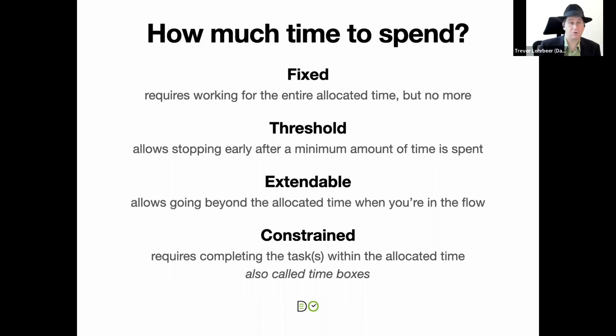You can also have a threshold time block. This is useful when you are having distraction or procrastination, where you're resisting working on it. And this is saying, hey, I'm allowed to stop early as long as I spend a minimum amount of time. So I have to work on this for 15 minutes. Ideally, I'm going to work on it for an hour, but I can quit early if for some reason I'm just not getting into a flow state.